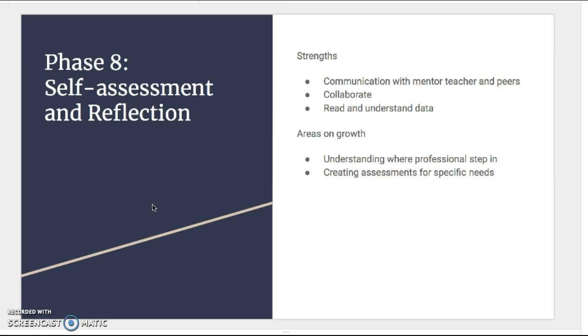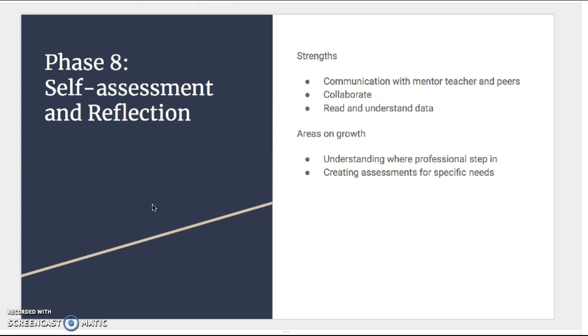I was able to see that I understood it. And some areas I need to grow on would be understanding where professionals step in, since I don't have any experience in planning lessons with a specialist. They're normally in my lessons for adaptations or that kind of thing, but understanding where they step in and where the general teacher steps away in many different concerns is where I need to grow on.